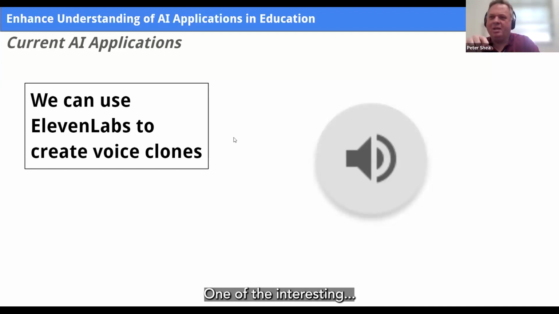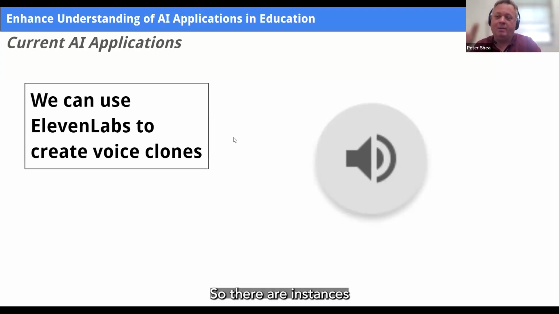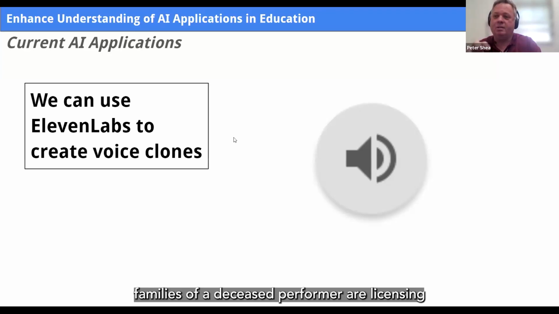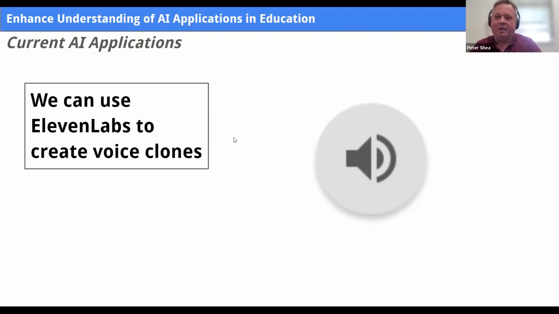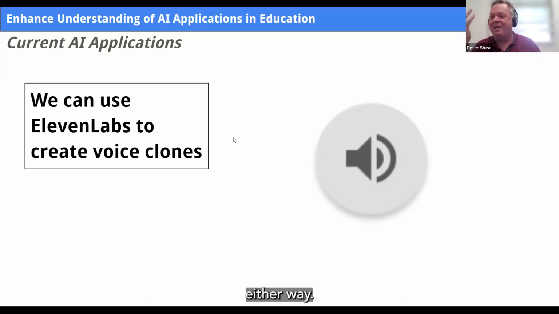Can I jump in here? One of the interesting applications of the duplicated voice is that many people who enjoy audiobooks have certain famous voices, performers who have for years recorded audiobooks, and in some cases those performers have passed away, but people miss their voices. So there are instances where families of the deceased performer are licensing replication of the performer's voice for audiobook reading. Obviously opinion of that can go either way, but it's an example of this kind of phenomenon and how it's being applied.